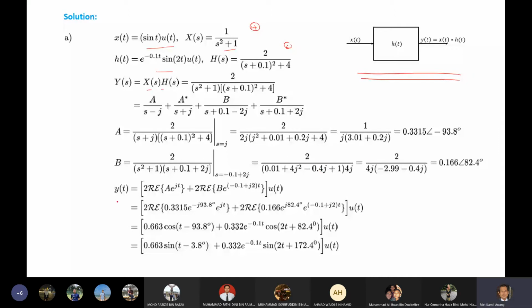So from here, you use the inverse Laplace. So you get y of t. This you can go through on your own. So this is the solution. Okay. So this is basically the poles. This is the imaginary pole. This is the complex pole.